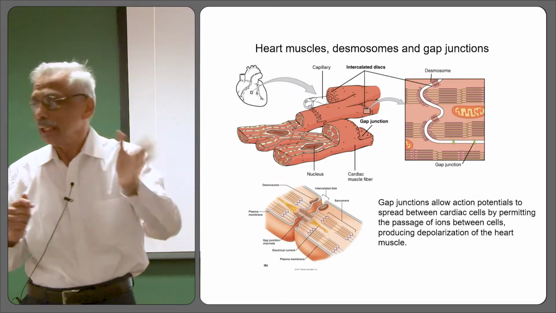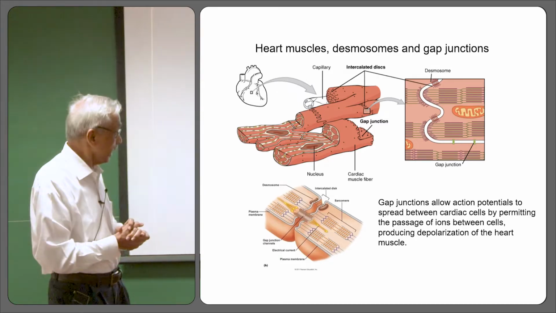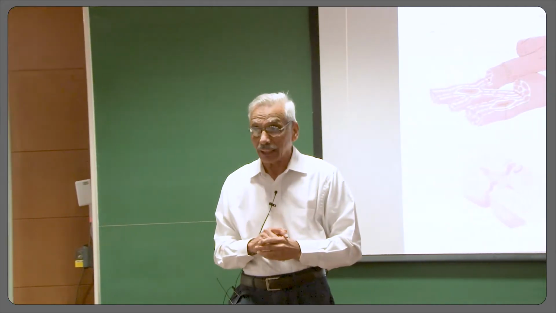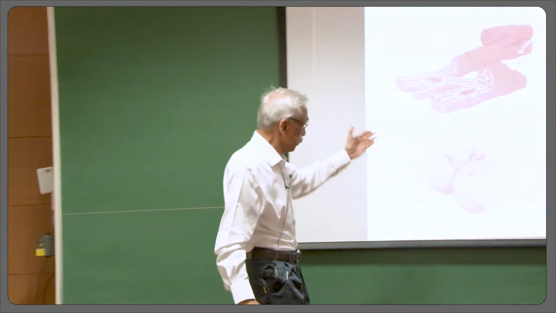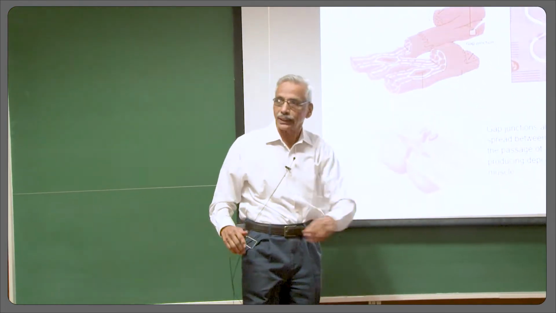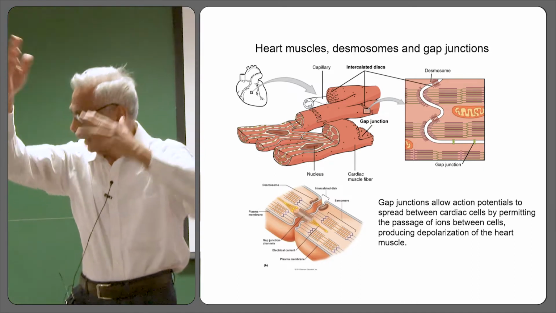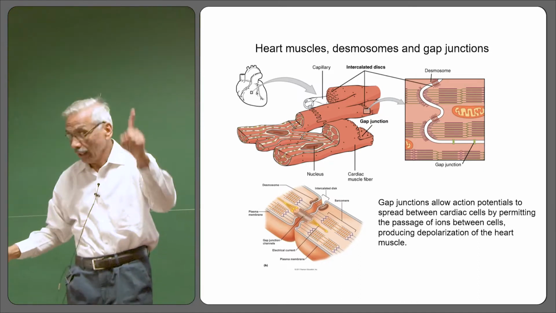So outside is 0, inside is minus 85, and if one cell is depolarized, it means there is an increase in the positive ions inside. The positive ions can flow from one cell to another by way of the gap junction, and the other cell will also respond, and then the other, and then the other, and they can sequentially go on in a definite order.